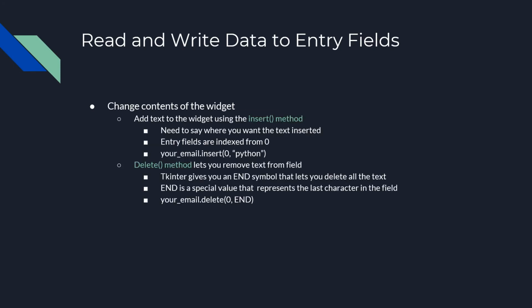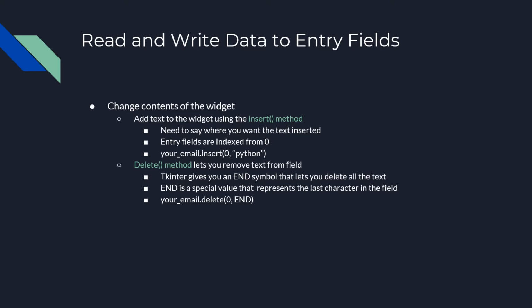If we want to change the contents of the widget, we can do it in two ways. The first way would be to add text to the widget using the insert method. To use this method, you would need to say where you want the text inserted in numbers. The entry fields are indexed from 0, so if you want to insert Python in front of the first letter of your email, you can write the line of code your_email.insert(0, "Python").